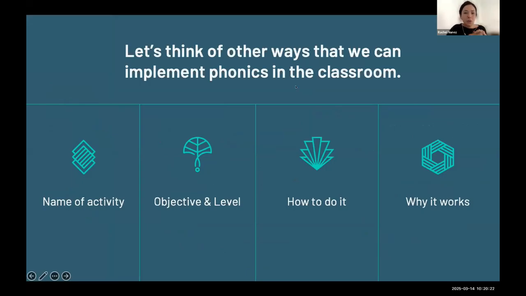Now, here's where I'm going to require something. I gave you guys some examples of activities we can do in the classroom, and I would like you guys to think of other ways that we can implement phonics in the classroom.